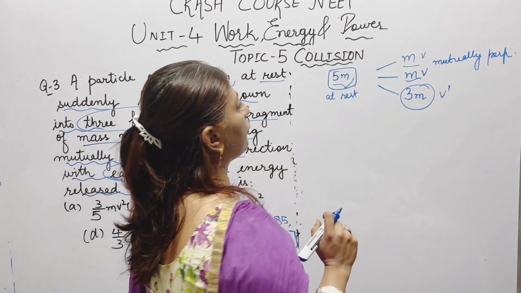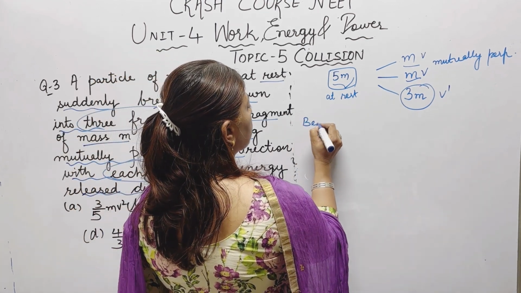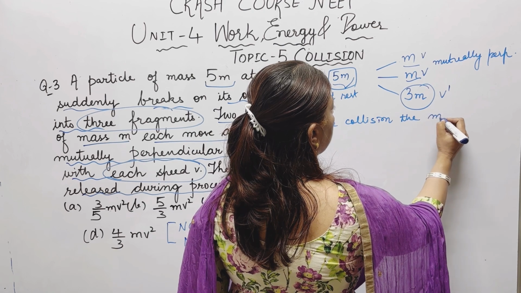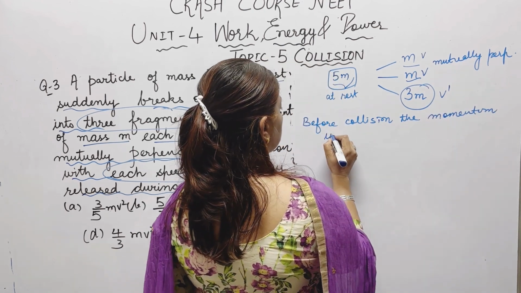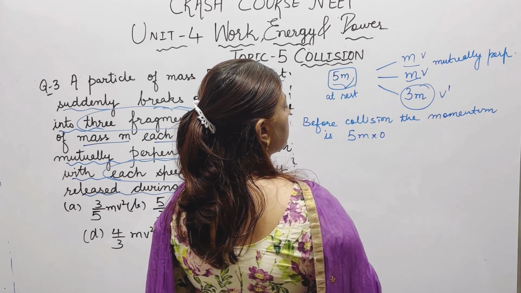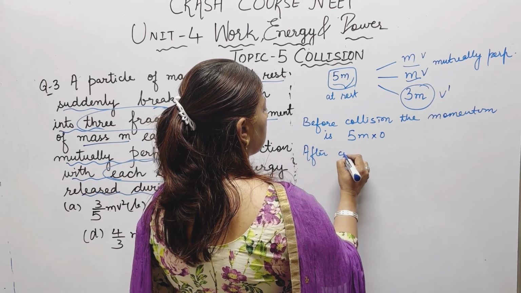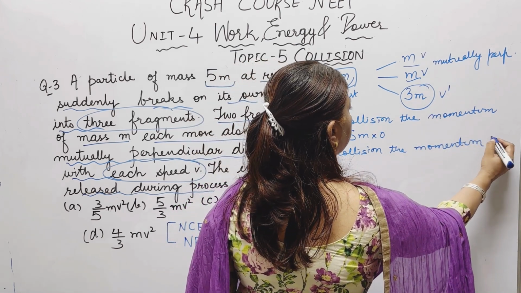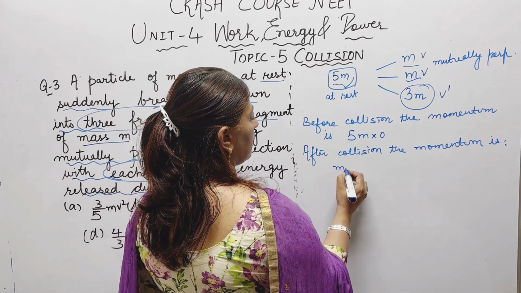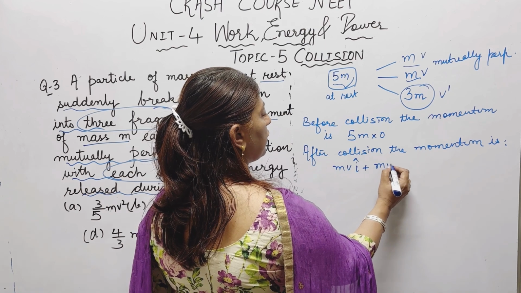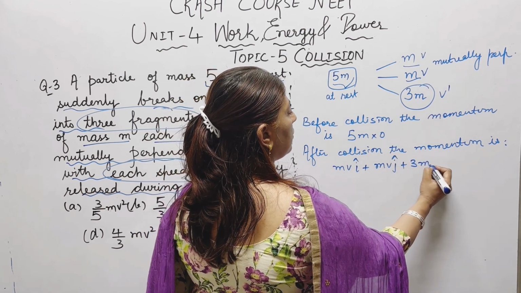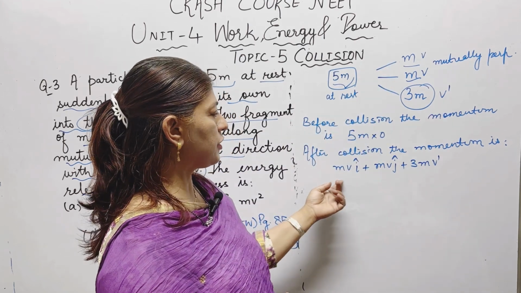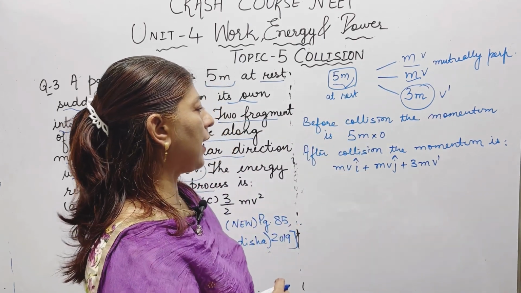Now let us write down the equations for it. Before collision, the momentum is 5m into 0. After collision, the momentum is mv i cap plus mv j cap plus 3m v dash. We have taken i cap and j cap as the direction for these two. Let these two be mutually perpendicular, and these are the caps giving the direction of that.